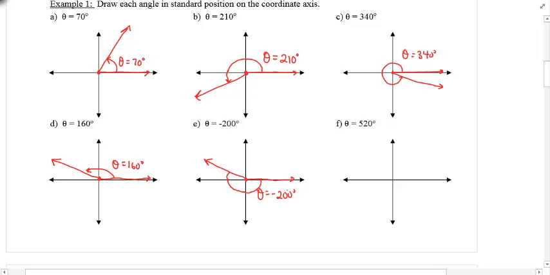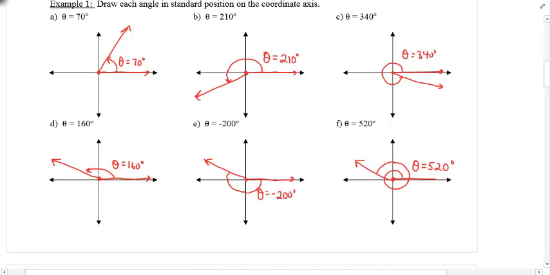And for F, this is 520. Whoa. Okay, let's take a look as I go around. 90, 180, 270, 360. I need to go more, right? So another 90, 360 plus 90, that's 450. 450 plus 90 is 540. Whoa, that's too much. So I must pretty much just stop right here. Notice in this case I've gone around at least once, and that's perfectly fine. But this is how I show 520 degrees.